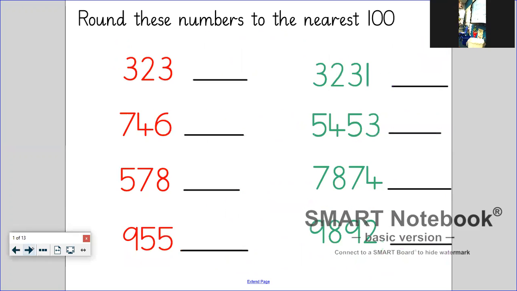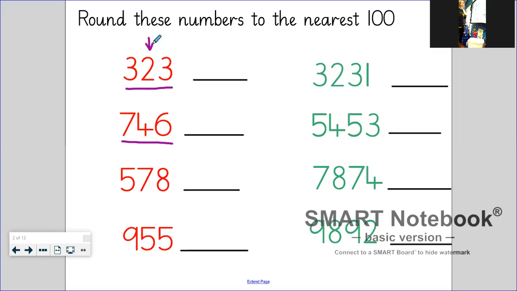Let's have a look at the next one. So this time you're going to be rounding to the nearest 100. So what I want you to do is I want you to pause the video again. I want you to have a go at rounding them to the nearest 100. Bearing in mind you are now looking at the 3 digits, especially looking at that 10s digit there. That's going to be your idea of whether it's going to go down or whether it's going to go up. All right, so I'm going to let you have a go.